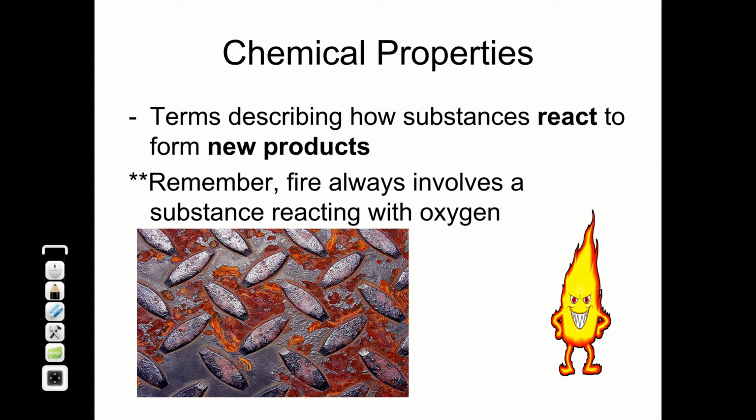Chemical properties, on the other hand, describe how it will react, and how that then becomes something new. So anything involving fire and how that object reacts with fire, that's a chemical property of that substance. If you see the words flammable, combustible, those are chemical properties because you're saying this is how it's reacting with oxygen. Rusting, corroding, rotting, all of those things are chemical properties.